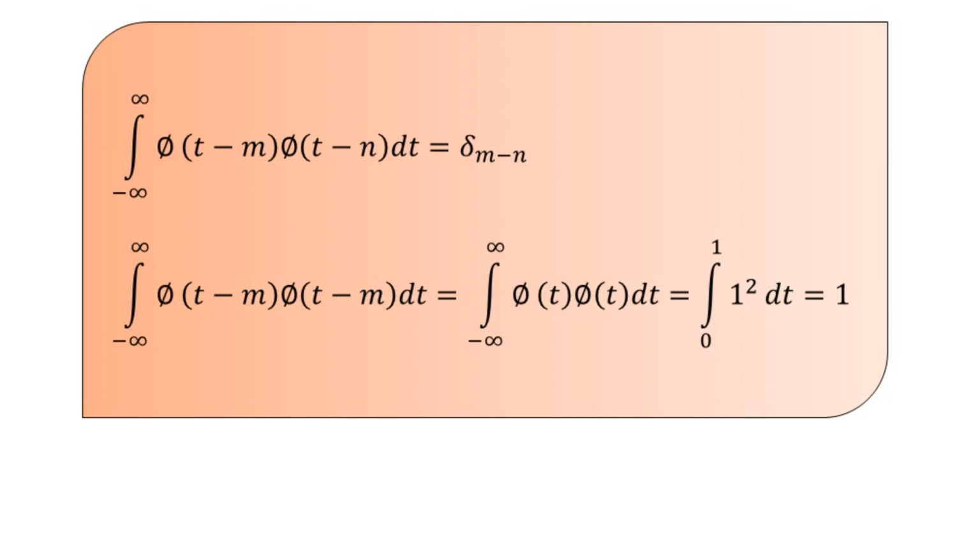So this is equal to the integral from 0 to 1 of 1 square dt. This is equal to 1 here. So this is the definition of the orthonormality here. That is why we can say that in general the functions phi of t minus m and phi of t minus n, when m and n are equal, follow the orthonormality condition here.